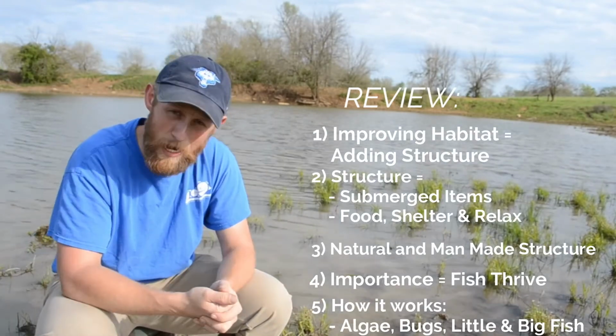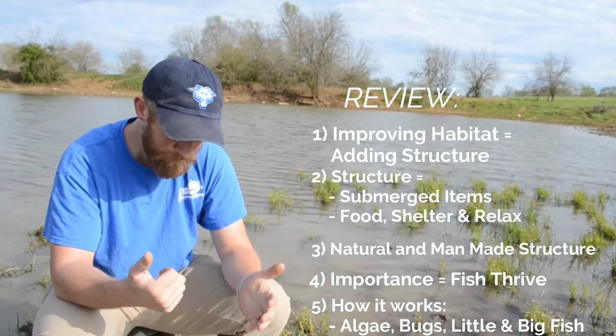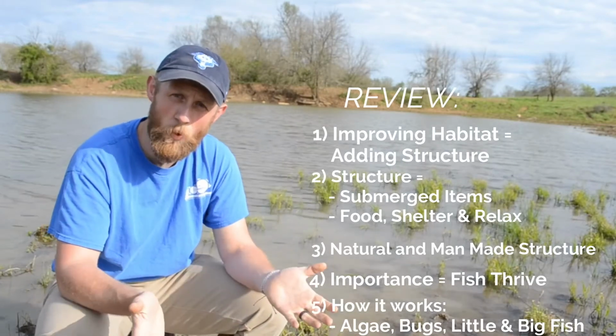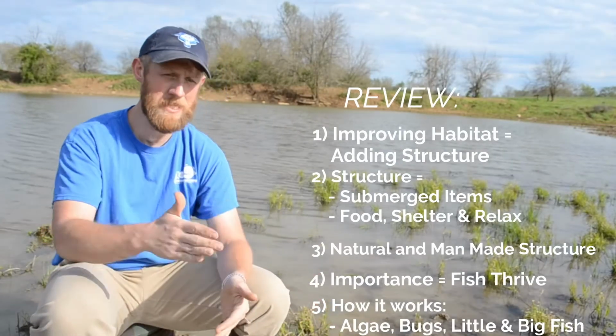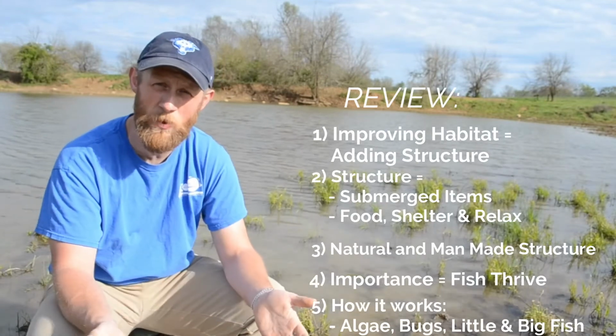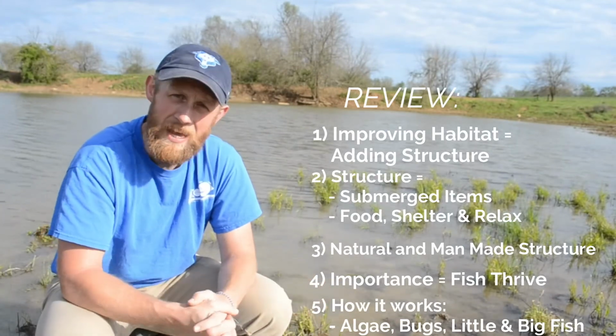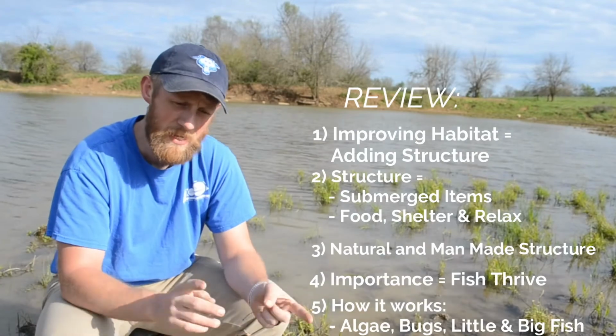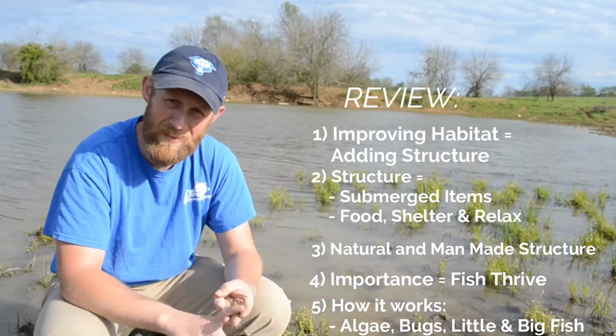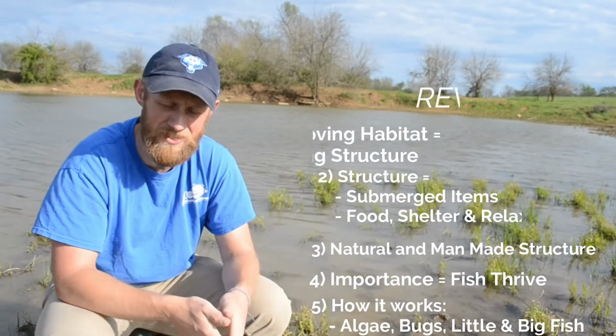There are different types of structure. There's natural structure and there's man-made structure, and they're really important because if you don't have it, sure, the fish can survive, but it's not going to thrive the way you want it to. There's an example of how to make one, and the last one how it works. Put it in the water, get algae, get little bugs, get little fish, get big fish, all together.